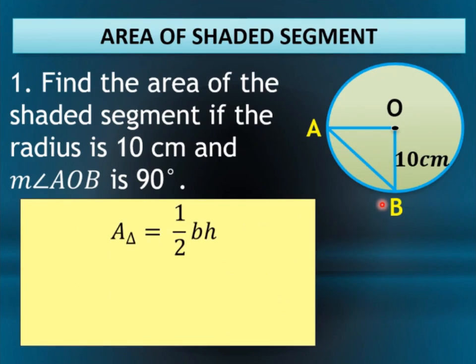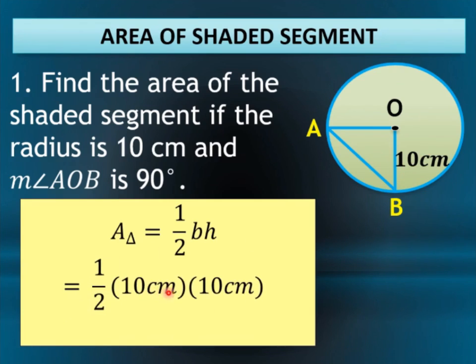Let us now find the area of the triangle, which is given by 1/2 times base times height. Since the given triangle AOB is a right triangle, the line segment OA will be the height of the triangle, and the line segment OB will be the base of the triangle. And both line segments OA and OB are radii of the same circle, so they both measure 10 centimeters. By substitution, we have 1/2 times 10 centimeters times 10 centimeters. So the area of the triangle will be 50 square centimeters.